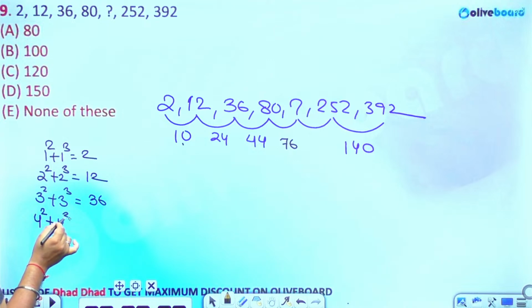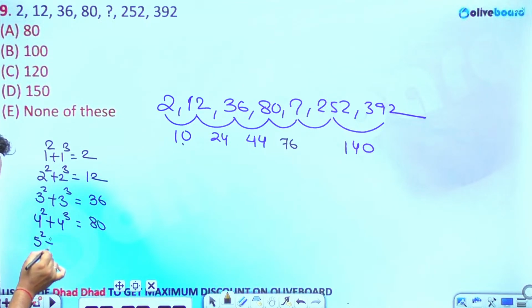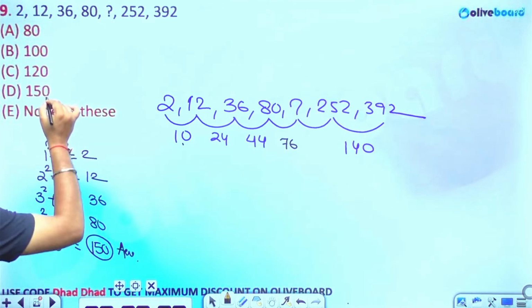4 square is 16 plus 4 cube 64, that is equal to 80. So the result will be 5 cube plus, sorry, 5 square plus 5 cube. 5 square plus 5 cube will be the result. 5 cube is 125, 125 plus 25, sorry, 150. So 150 can be the answer, which is option number D.